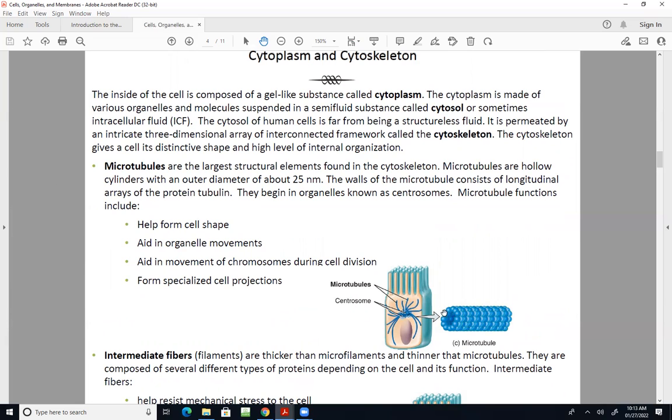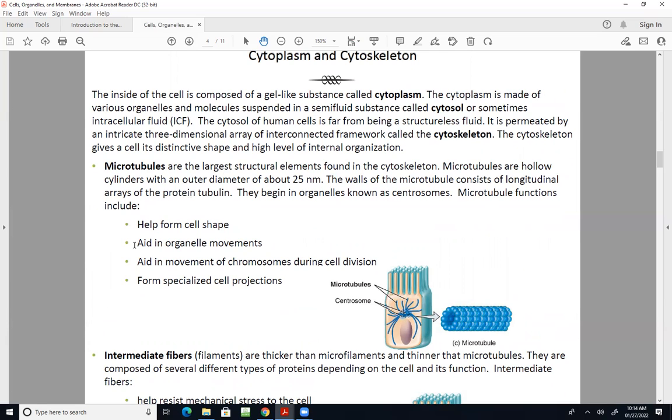Each of these little blue dots is a protein called tubulin. Tubulin makes microtubules, and they have a tube shape. They begin in organelles that we'll talk about on the next page called centrosomes. Not really too concerned with most of this information. These four things here are really what I want you to know.